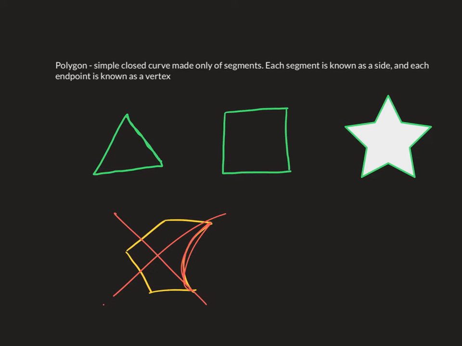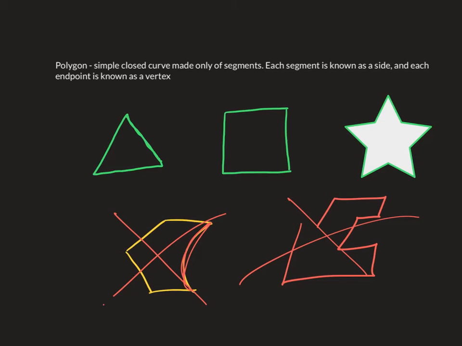Okay, so again, it has to be a simple closed curve, so no overlapping. Has to connect ends to one another, right? So while this is made of line segments, they don't come together, so it's not a polygon. Right, so all of these would be considered polygons. We have lots of different types of polygons, and they're named by their number of sides.